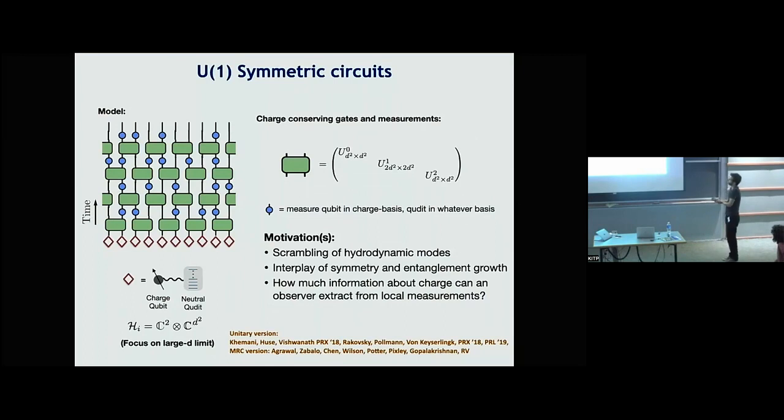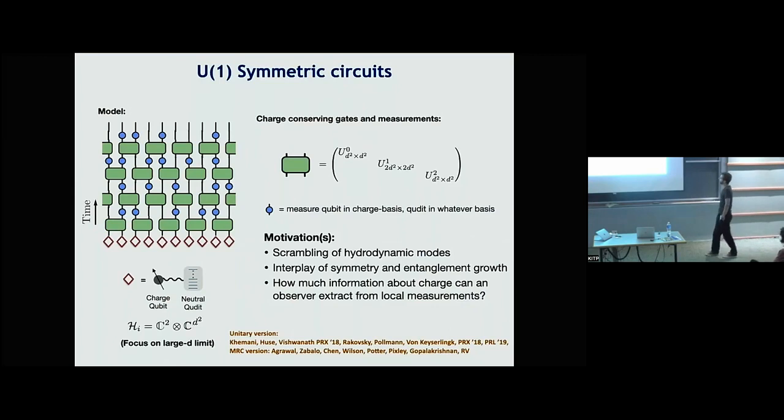Okay, so here's the setup in a bit more detail. I'm going to take, as promised, a circuit with U1 symmetry. So I have this brick wall pattern. Time is vertical here. On each site, I will take a charge qubit, so a qubit that carries this charge degree of freedom. And I will also, for theory purposes, imagine that I have neutral degrees of freedom, so I have a qubit on each site. And my gates have a block diagonal structure, but are otherwise random. So the block diagonal structure conserves the charge of the qubit. Okay. And I will have measurements with some rate P that will measure the charge qubit in the charge basis and the other qubit in whatever basis you want.